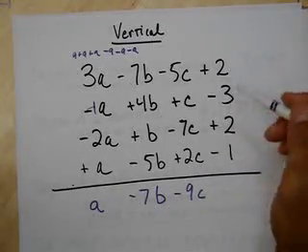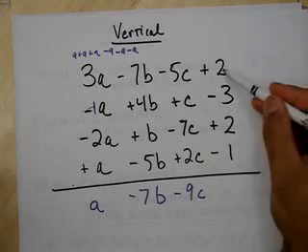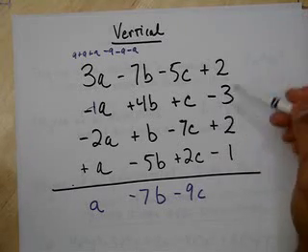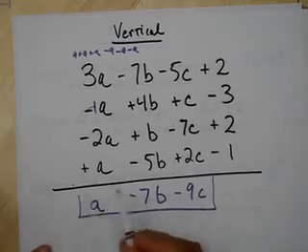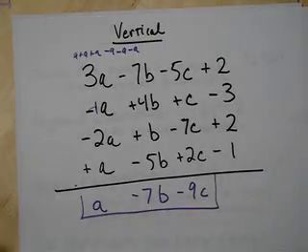And here, these are called the constant terms. 2 minus 3 is negative 1. Plus 2 is 1. Minus 1 is 0. So I end up with just this right here: A minus 7B minus 9C.